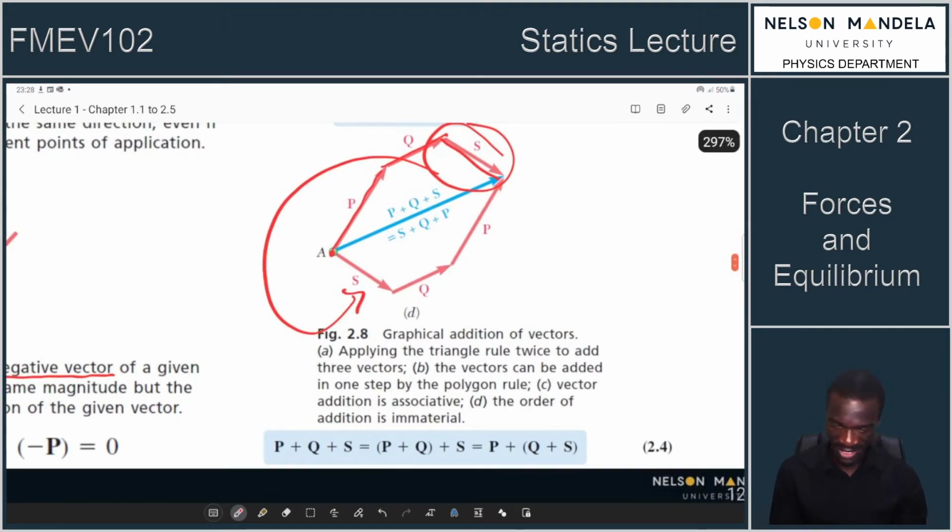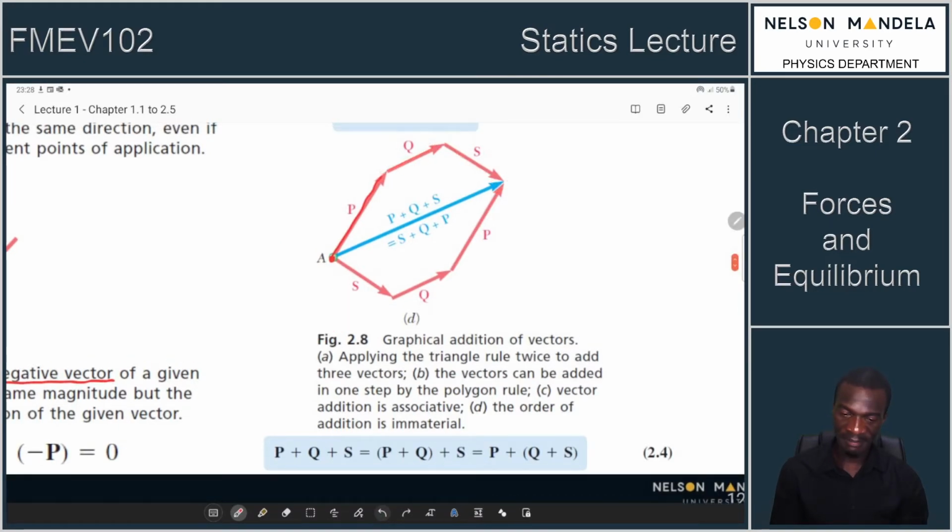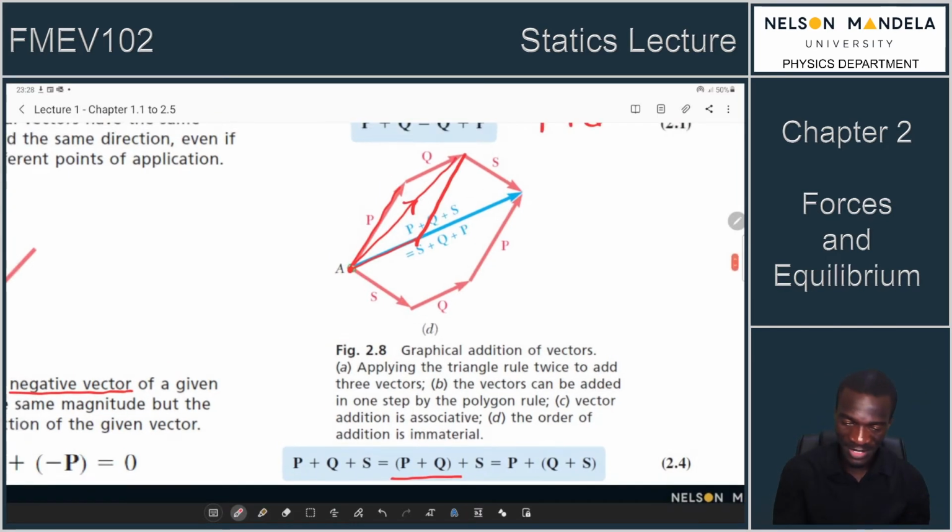So Fig 2.8 is basically reminding us that for us to sum up the forces P, Q, and S to find the resultant, you can first sum up P and Q. So you can construct a what? A parallelogram and sum up P and Q. So you still remember this one, and you find the resultant of what? Of P and Q. Then you sum P, Q resultant, which I can call maybe R, to S.